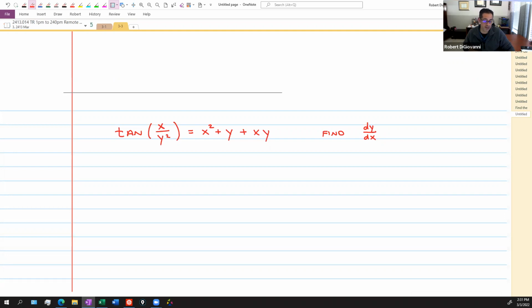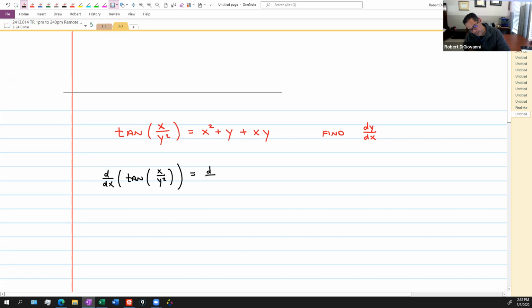All right, this is an implicit equation. There's no way I'm solving this for y. So I've got to start taking the derivative. The derivative on the left side with respect to x will be the derivative of tangent of this thing, and then equals the derivative with respect to x of x squared plus the derivative with respect to x of y plus the derivative with respect to x of x times y, right? That's what this means.